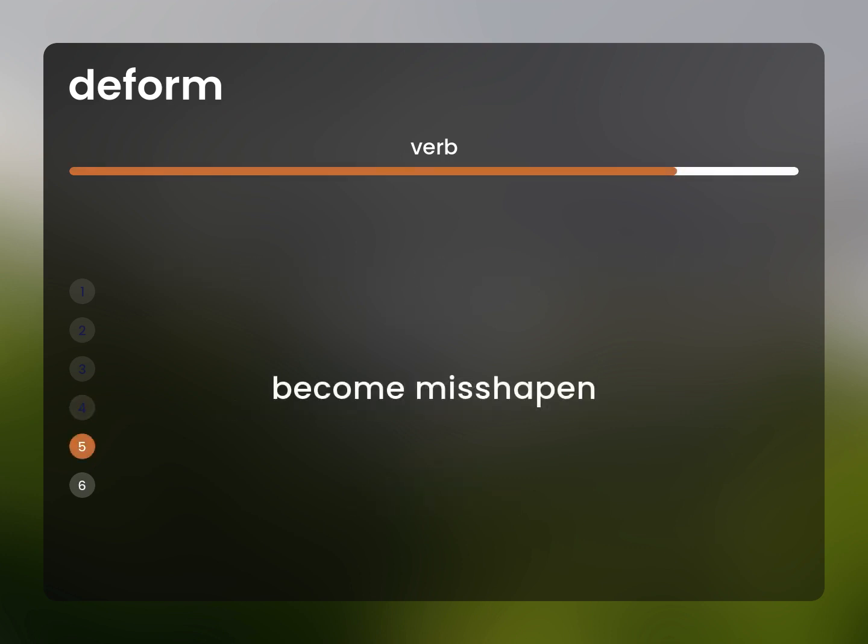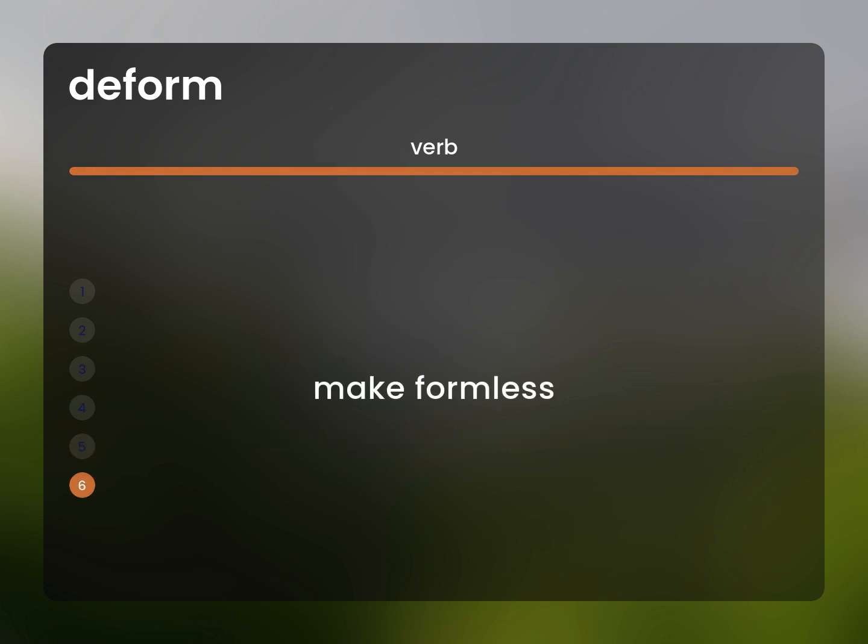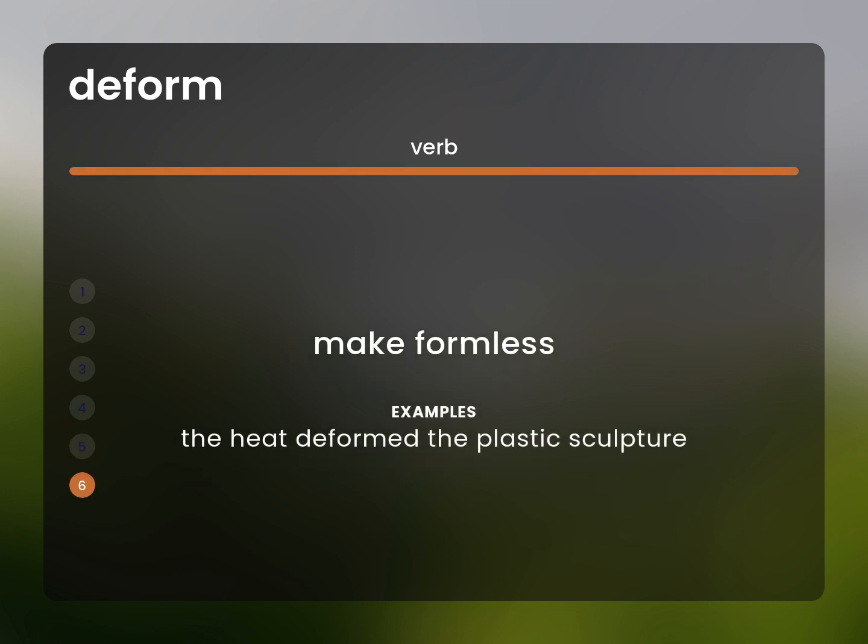Become misshapen. The sidewalk deformed during the earthquake. Make formless. The heat deformed the plastic sculpture.